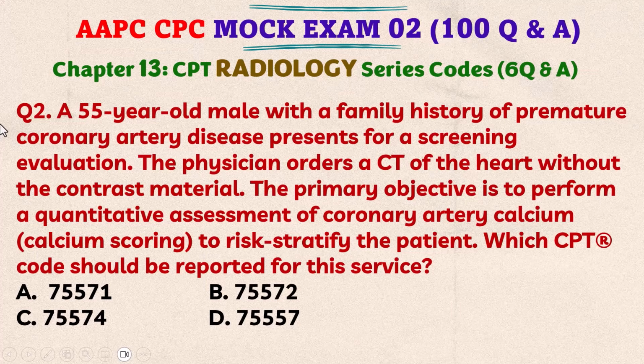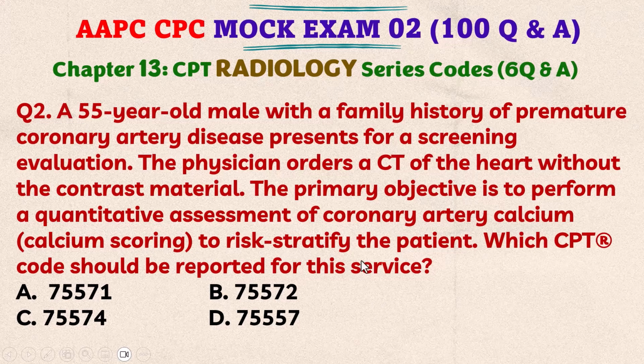Question number 2. A 55-year-old male with a family history of premature coronary artery disease presents for a screening evaluation. The physician orders a CT of the heart without the contrast material. The primary objective is to perform a quantitative assessment of coronary artery calcium, that is calcium scoring, to risk stratify the patient. What CPT code should be reported for this service?